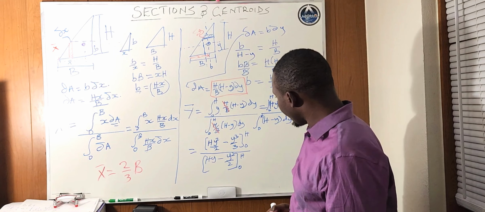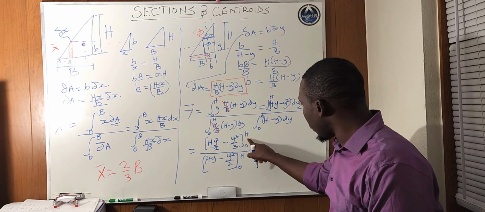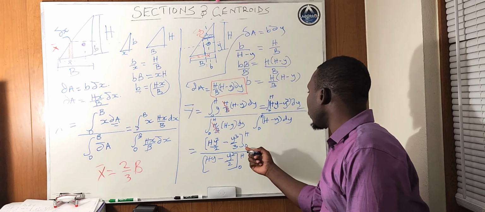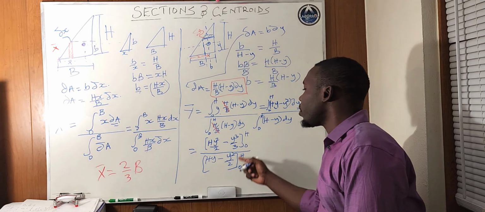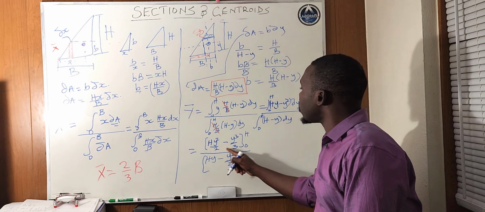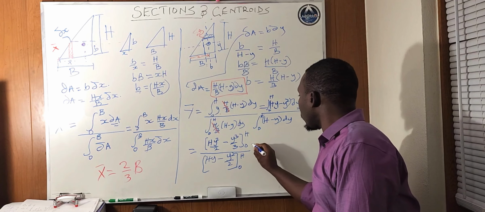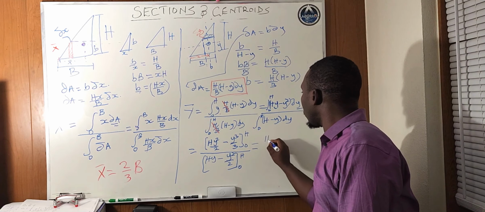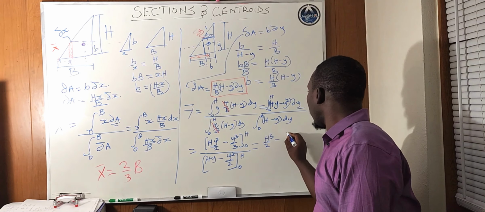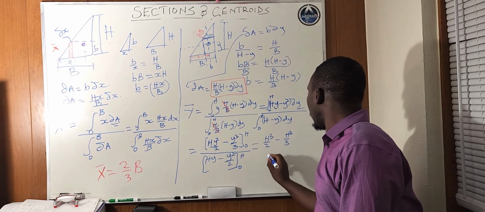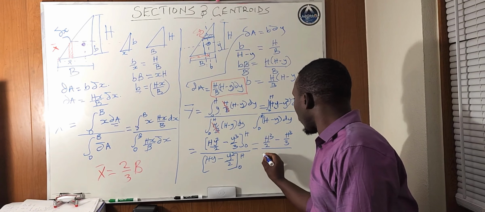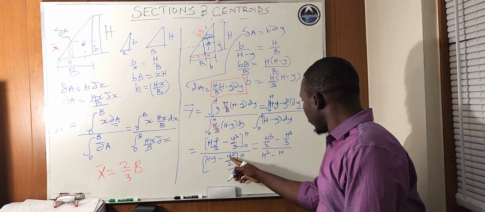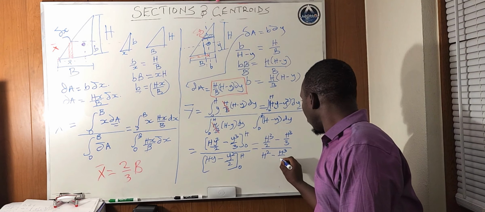Now if we consider this, we can substitute h for y. Wherever we see y, we substitute h there. Then the next part, we minus 0, and anything minus 0 we can ignore. We take the numerator and the denominator, substitute, so that we get h times h squared, which gives you h cubed over 2 minus h cubed over 3, divided by h squared minus h cubed over 2.